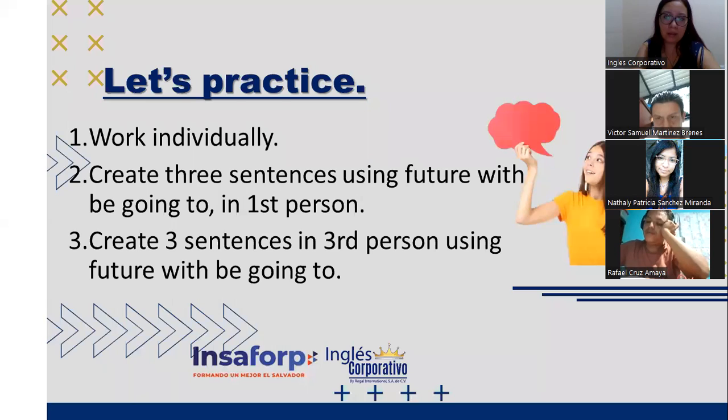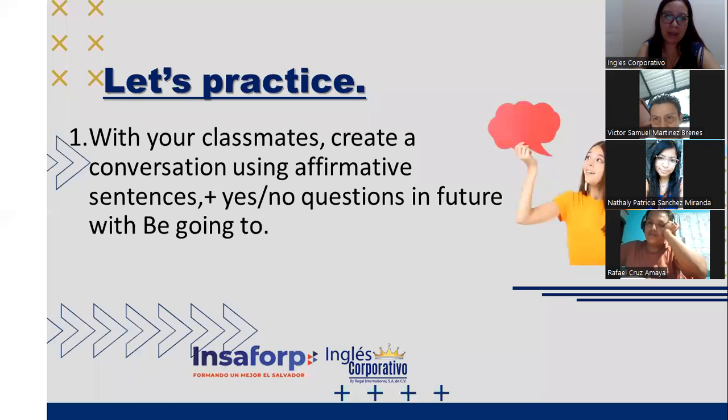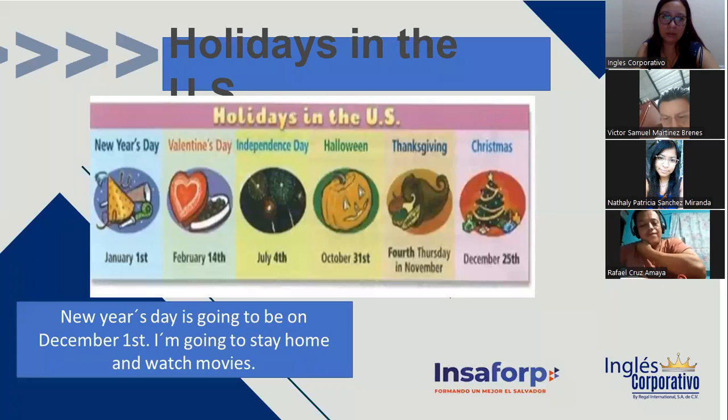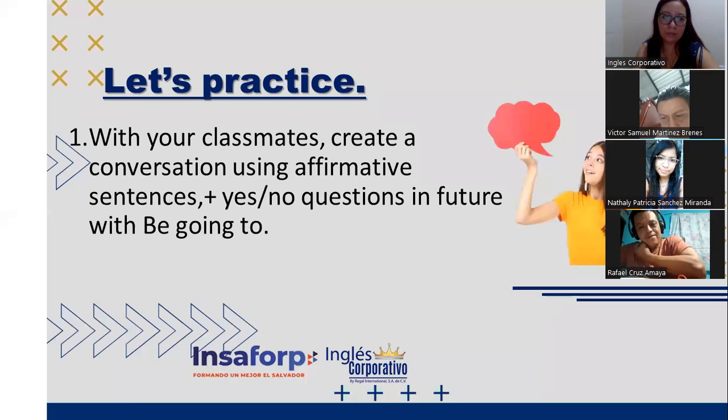Vamos a iniciar con las conversaciones. A ver qué crearon ustedes. Veamos. Wait a moment. So, room number one. Iniciamos con el grupo número uno. Katherine, Iracema y Kevin Daniel.